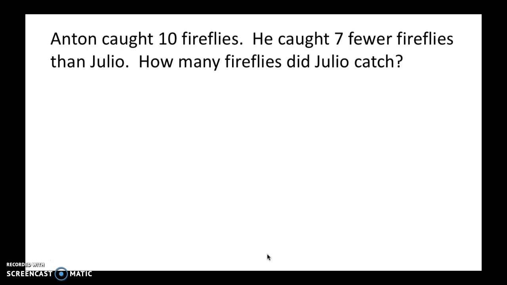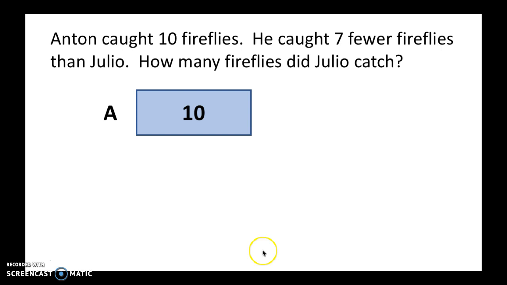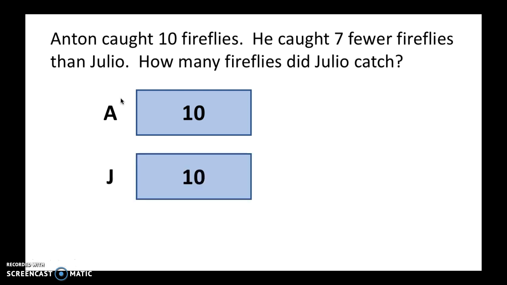Okay, this one's a little different again. I know that Anton caught 10 fireflies because it tells me right here. But I know that Anton caught 7 fewer fireflies than Julio. So 7 fewer means 7 less. So Julio caught 10 fireflies and 7 more. Since Anton caught 7 fewer, Julio had to catch 7 more than Anton.